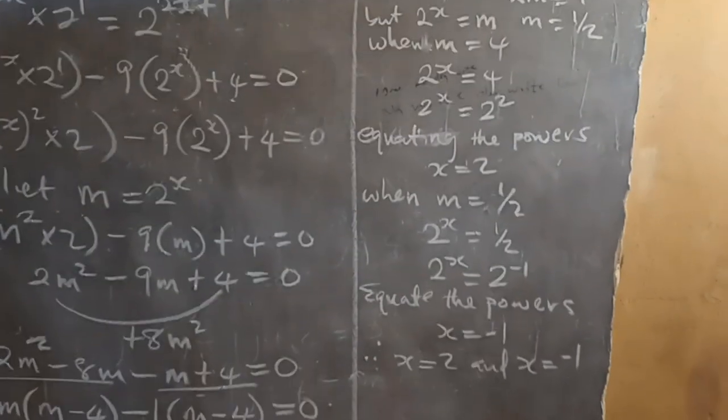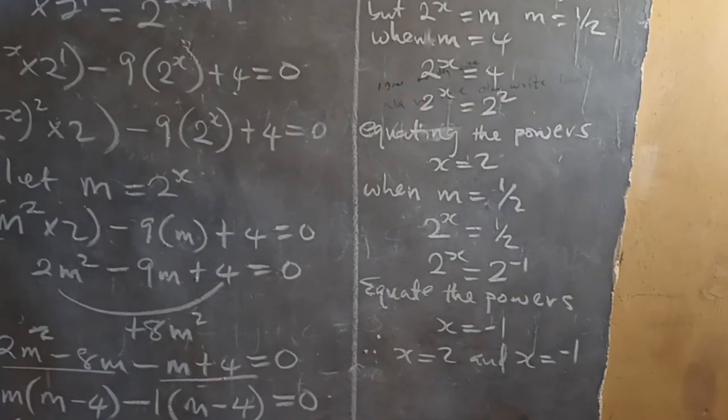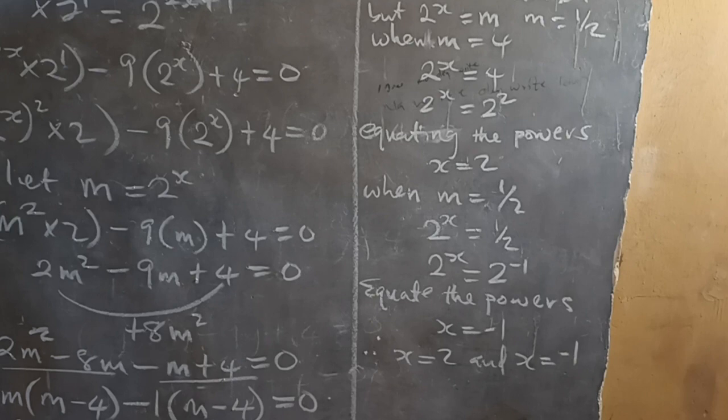With this, we have come to the end of our class. What I just explained here is that we equated the powers, and that was how we got x to be equal to minus 1. We have come to the end of our class for today.